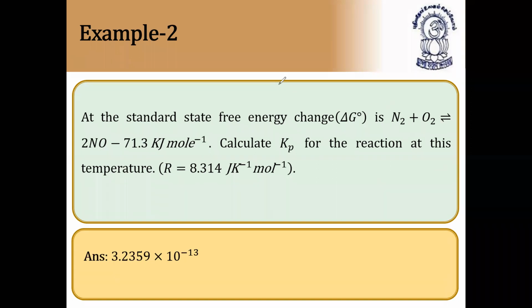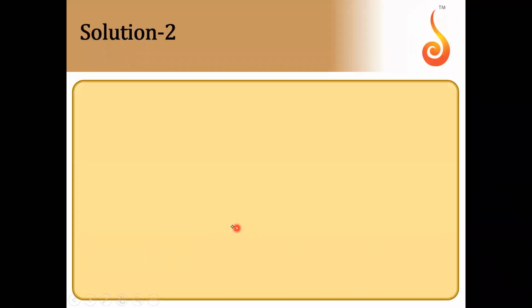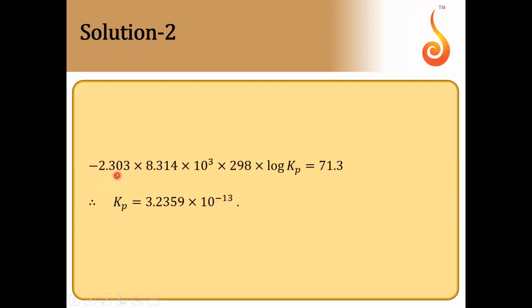We are given the solution for this also. You can just see this is the answer for finding Kp. Let us see the solution now. That is minus 2.303 into 8.314 into 10 to the power of 3, because R, 8.314, is joules per mole per Kelvin, and delta G is given in kilojoules. So into 10 to the power of 3, then it becomes kilojoules per mole per Kelvin. That's why we have to convert.